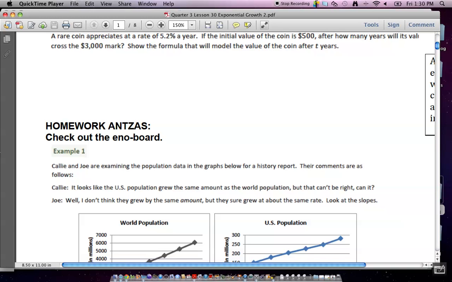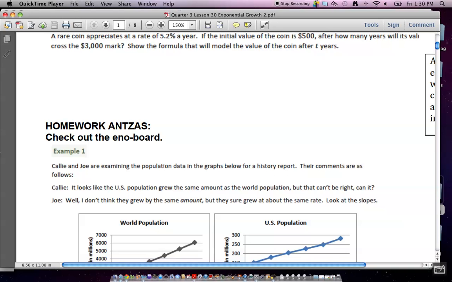Even though you say it's a constant rate of 5.2%, you're not taking 5.2% of the same number every year. Like if on year one there's $500, on year two there's about $526. On year three maybe there's $560. On year four maybe there's $610. So each year you're taking a percent of a bigger number. That's why it's not linear. You're not going to come up with the same number every year.